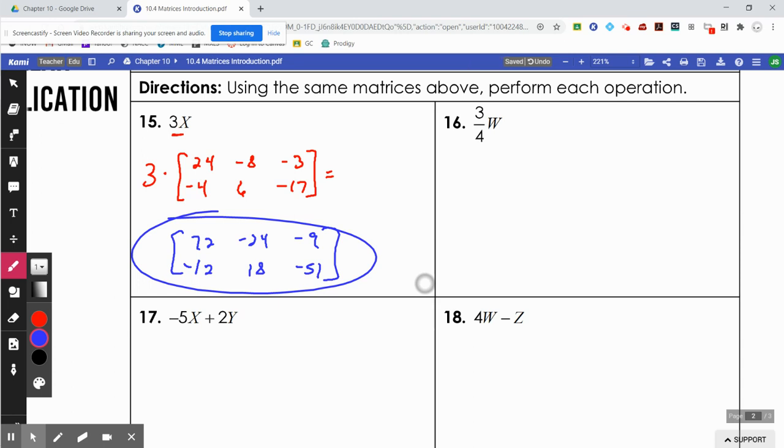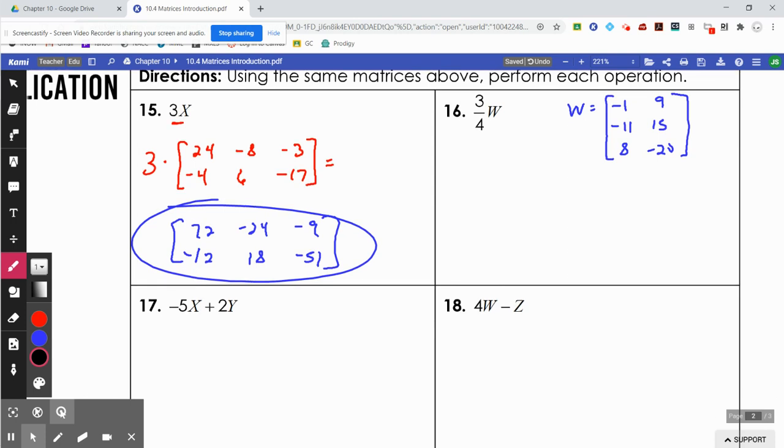And now let me copy down, here's what matrix W is equal to. So all we're going to do is multiply 3/4 times every element. 3/4 times negative 1 is negative 3/4. 3/4 times negative 11 would be negative 33/4. 3/4 times 8 would be 6. 3/4 times 9 would be 27/4, and just continue on, and here's what you get.